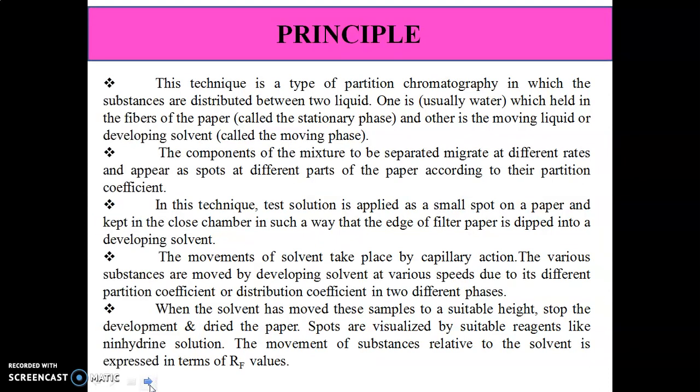Now we have to see the principle involved in paper chromatography. This technique is a type of partition chromatography in which the substances are distributed between two liquids. One is usually water, which is held in the fibers of the paper, called the stationary phase, and the other is a moving liquid or the developing solvent, also called the moving phase.